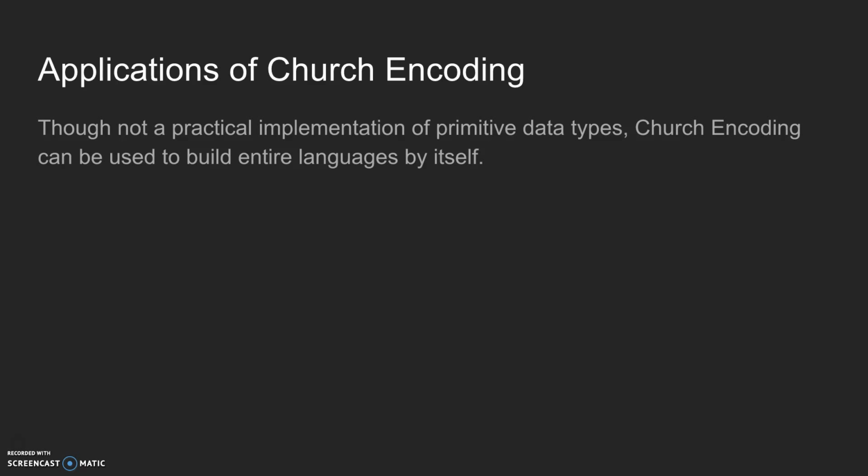The applications of church encoding. Church encoding is mostly used to show that there are more creative ways that we could display primitive data types. So while it's not very practical, church encoding can be used to build entire languages simply in itself.